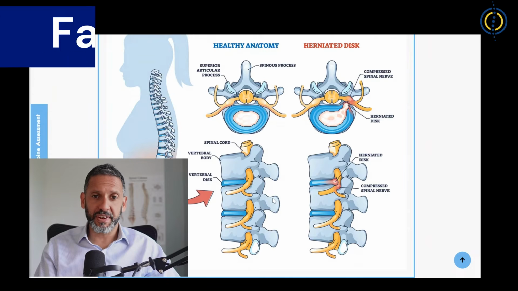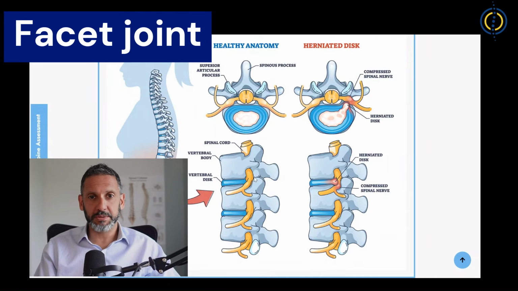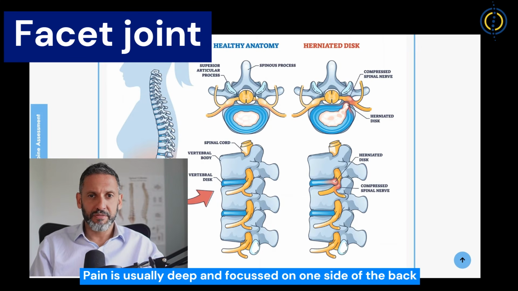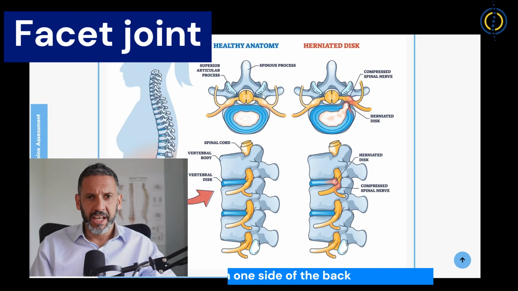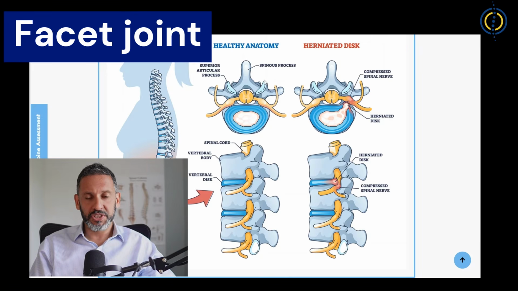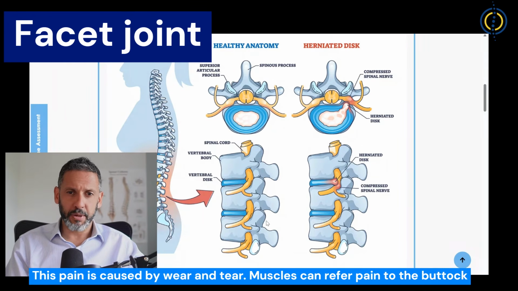Now let's look at the facet joint, these small joints at the back of the spine, here and here, that connect the arches together. Often the pain is deep in the spine, focused in the back itself, and usually slightly towards one side. It's often worse on extension, so trying to stand up straight from the bent position, or sometimes standing for a long period of time, and it can also worsen during twisting. This is caused by a type of arthritis or wear and tear in the joint. Muscles attached to this region can refer pain along them towards the buttock.